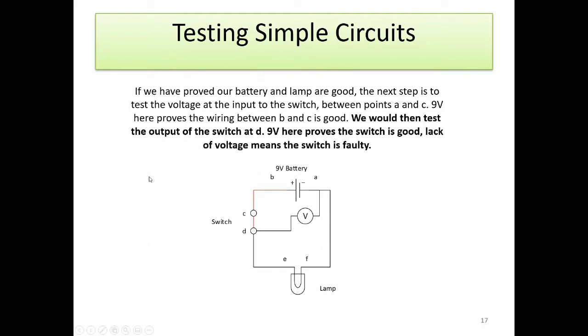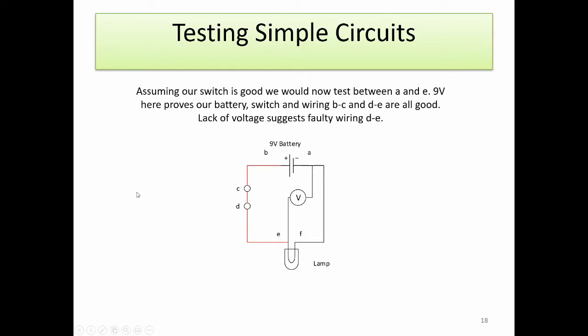So assuming everything was good so far, we'd then test on the output of the switch. If we've got 9 volts here at D, that proves that the switch is also good. Again, if we had a lack of voltage there, then that would suggest that our switch was faulty. So the next place we check is between the negative side of the battery and the positive side of the lamp at E. If we've got 9 volts there, that suggests that everything from the battery up to the lamp is good, and it's probably the lamp that's faulty.